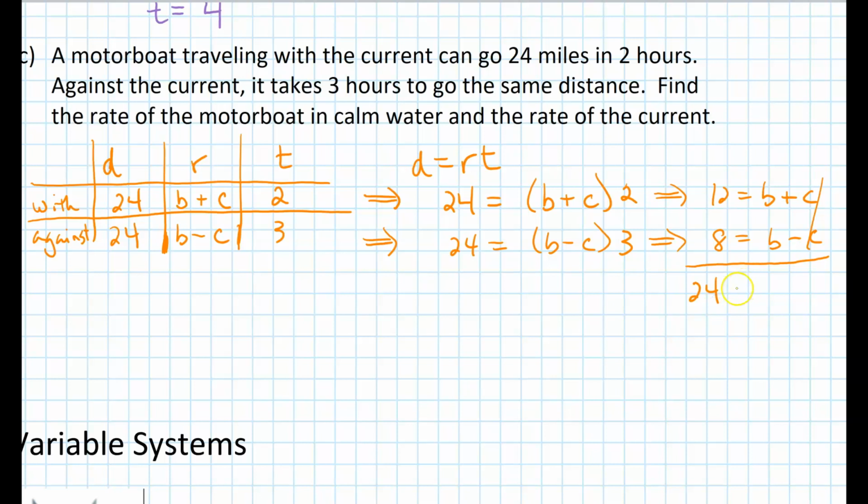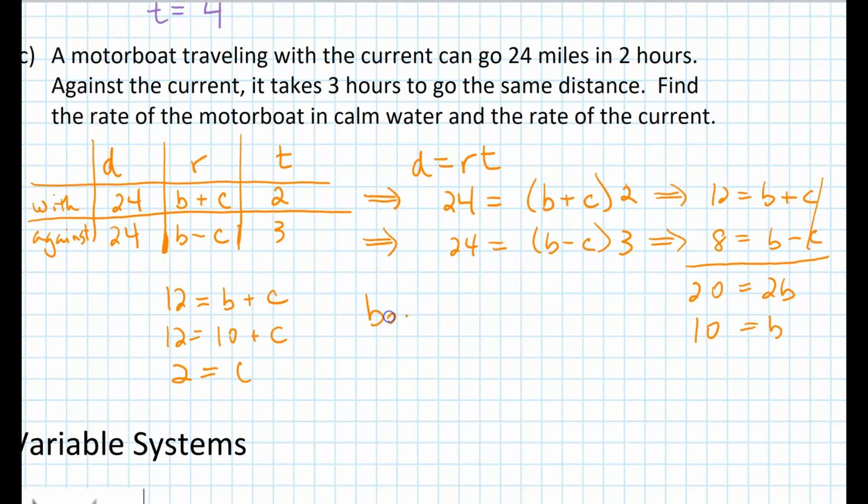So we get 20 equals 2B. I can't add. 20 is equal to 2B, so B is equal to 10. What does B represent? The rate of the boat. And now how are we going to find the rate of the current? Plug it in. I'll just do this one: 12 is equal to B plus C. 12 is equal to 10 plus C. C is equal to 2.